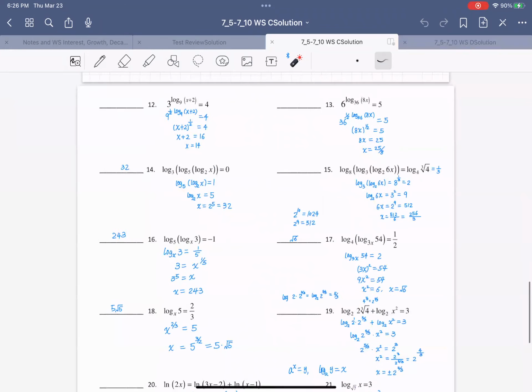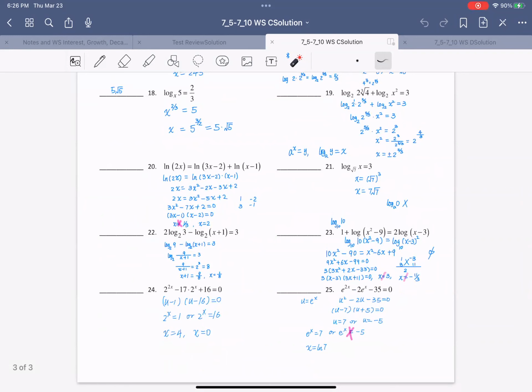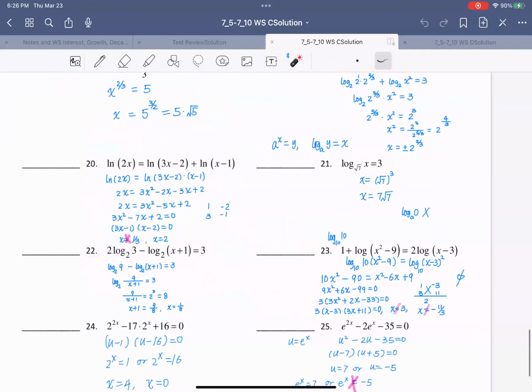For worksheet C and worksheet D, does anybody need help? Nobody needs help?